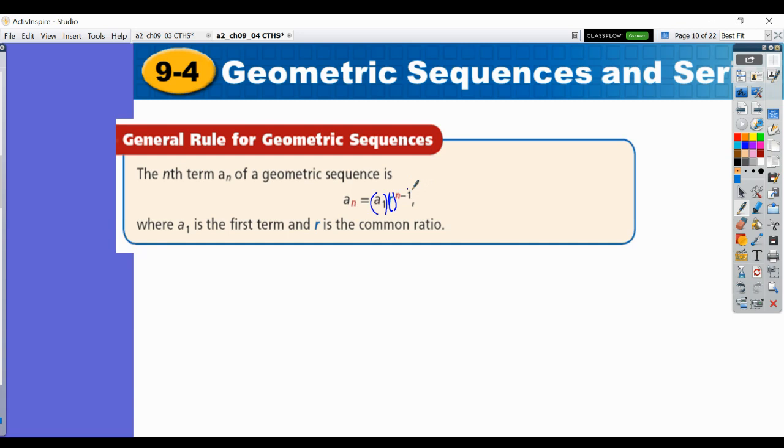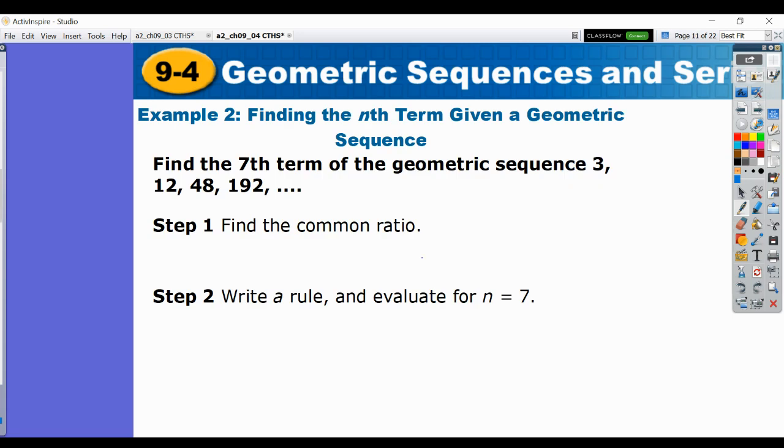Notice there is no a_n over here. There's an a_1 because that's the first term, but there's no a_n. So I don't need to find the previous term. I just need to take n minus 1. So let's see if we can write an equation for this. And that formula is on your formula sheet, the first one under geometric sequence formulas. So if I want to find the 7th term, that's a sub 7.